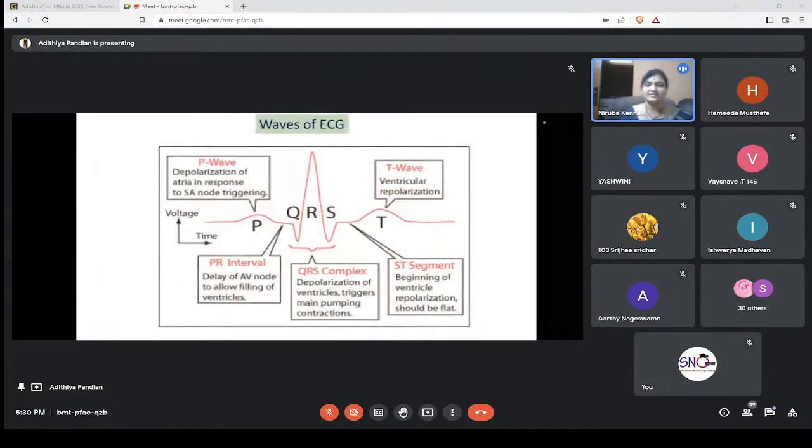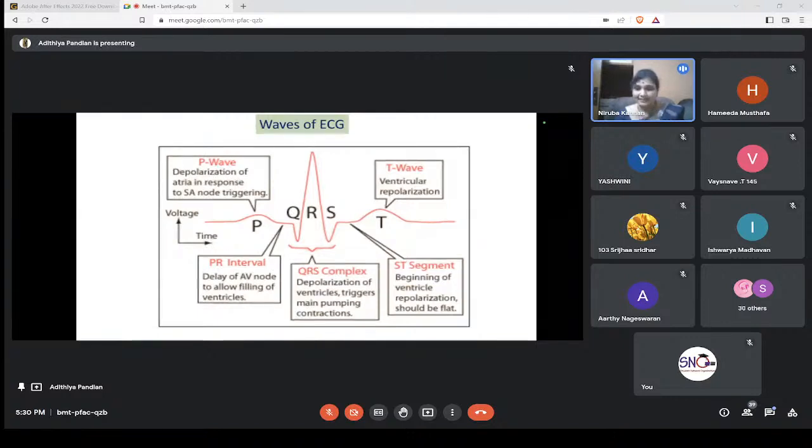Okay, now coming to the waves, I won't go too deep into it. The P wave is the one between the SA node and AV node. Whatever is happening between your SA node and AV node, and the bond between them, is recorded as your P wave, which is the atrial depolarization. And what is this PR interval? It's all known to you. You have to guess and tell it to me. What is this PR interval?